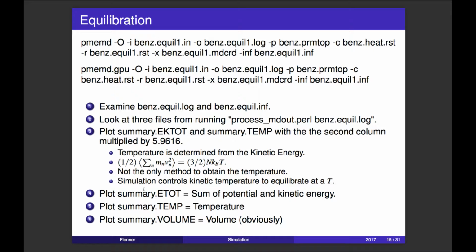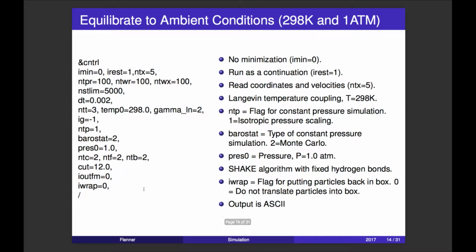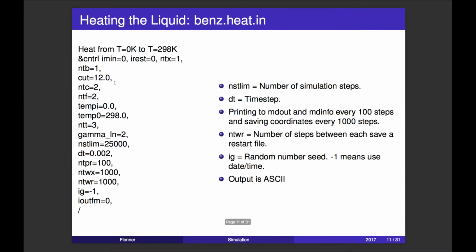When you were looking at those plots, it was basically each time step along the x-axis and then whatever quantity, volume or otherwise, on the y-axis, because we told it to output data every so many steps. DT is the time step for the simulation, through the numerical algorithm. NTWR is how often we save restart files.